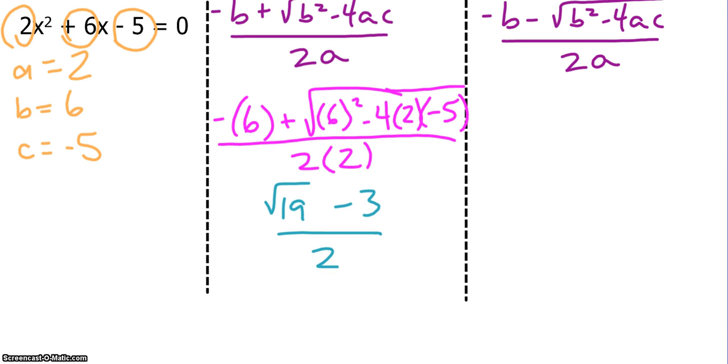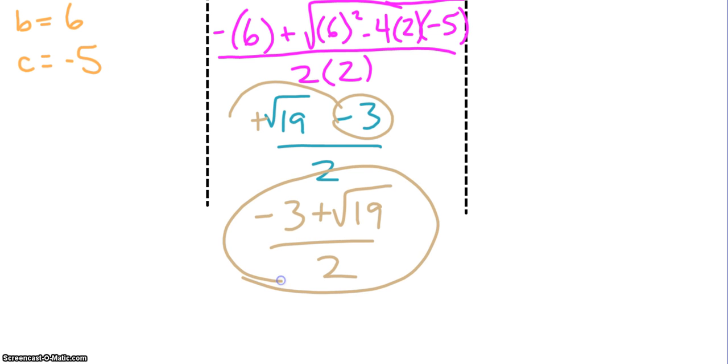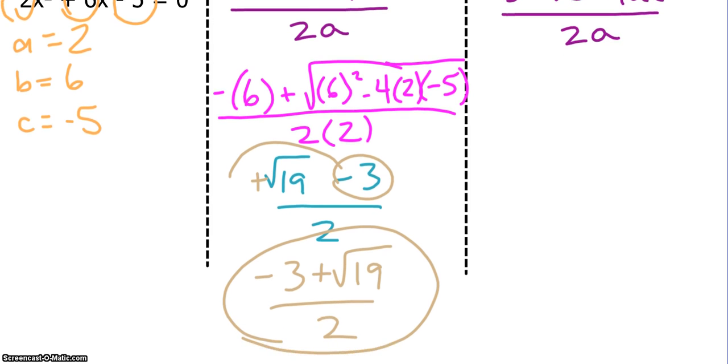Okay, that's a problem because step 4 says that we're not allowed to have the radical in front. So what we're actually going to do is that this negative 3 is going to go in the front of the plus square root of 19. So it should be negative 3 plus the square root of 19 over 2. That's going to be our first answer. But remember with quadratics, we're going to have two answers.